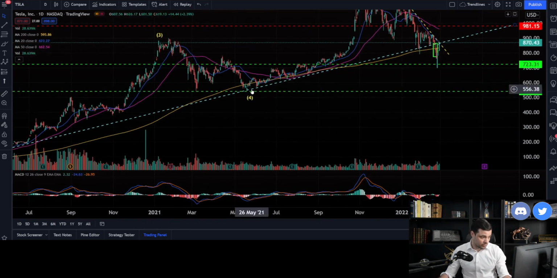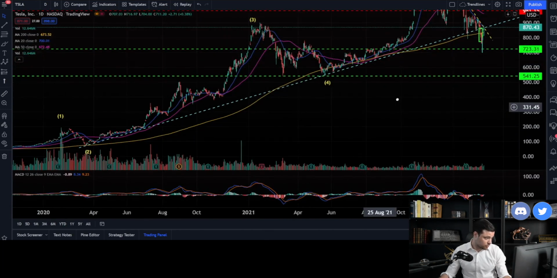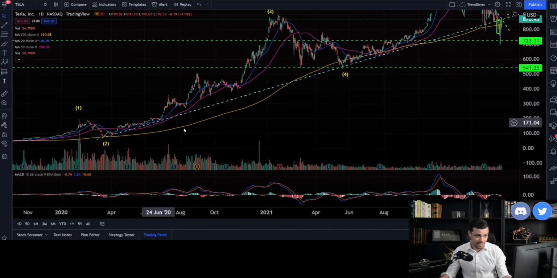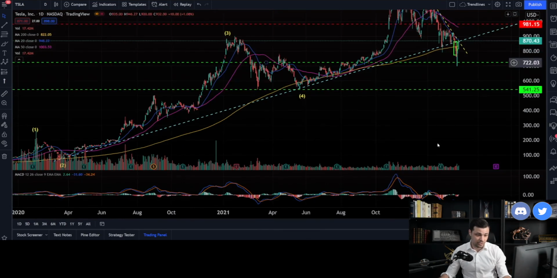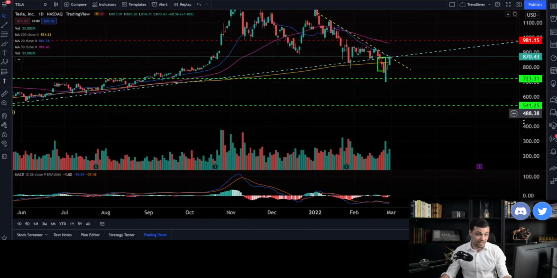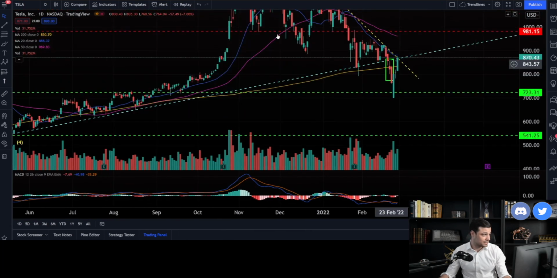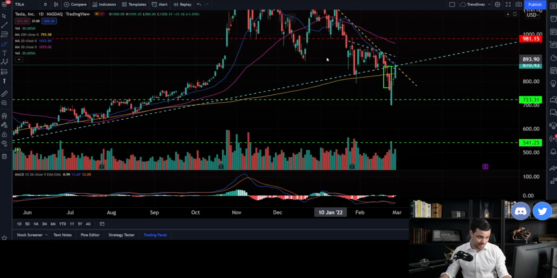And look first, the number of reactions: 1, 2, 3, 4, 5 here and here, 1, 2, 3. So 8 reactions, 9, 10 reactions. So we have consolidated here, guys. As you can see, this is a very nice consolidation. This is what you need to be looking for. Look at that, guys.